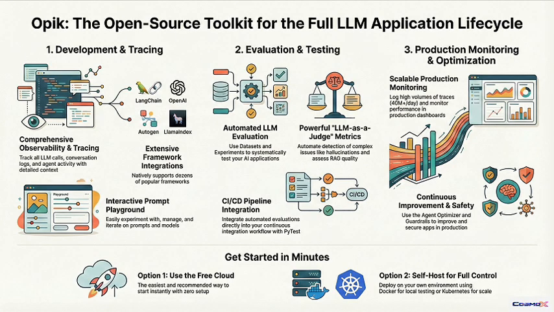Precisely. Now, for access, how do you get your hands on it? Opik is fully open source under the permissive Apache 2.0 license. You have two primary ways to jump in. The quickest path is through the Comet.com cloud, which they recommend for just getting started instantly. But for those who demand total control, you can self-host using Docker Compose for local dev or leverage Kubernetes and Helm for really scalable deployments.